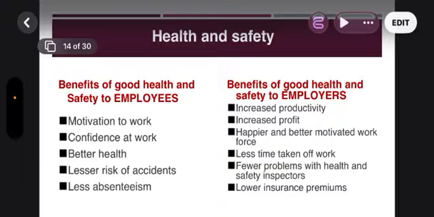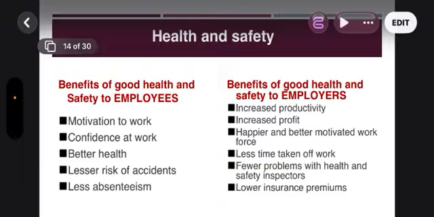Benefit of good health and safety to the employer, to those that own the management of the organization. They increase productivity, increase profit, happier and better motivated workforce, less time taking off work, fewer problems with health and safety inspectors. They don't have problem. Lower insurance premium, meaning that they're not going to pay higher premium on insurance.